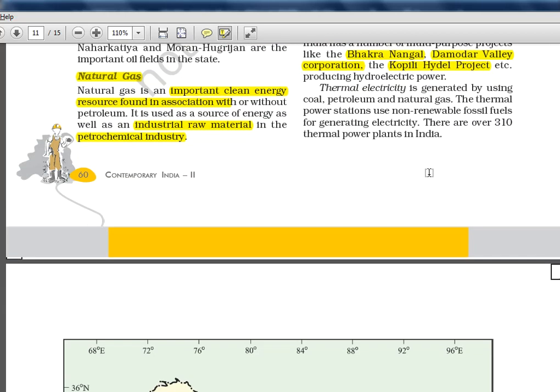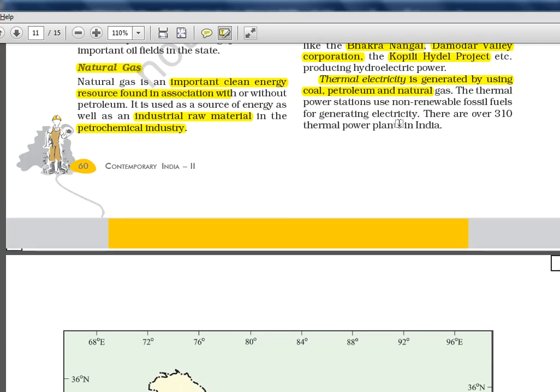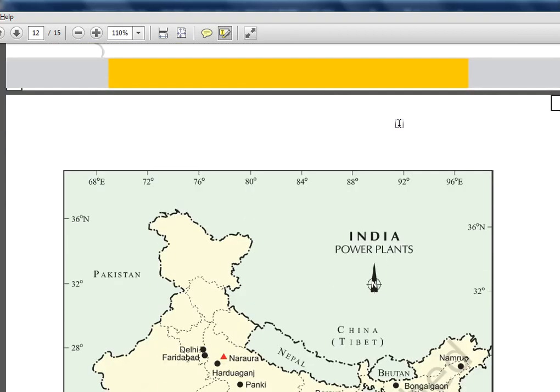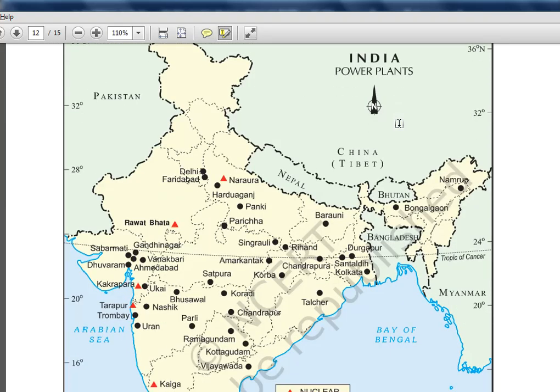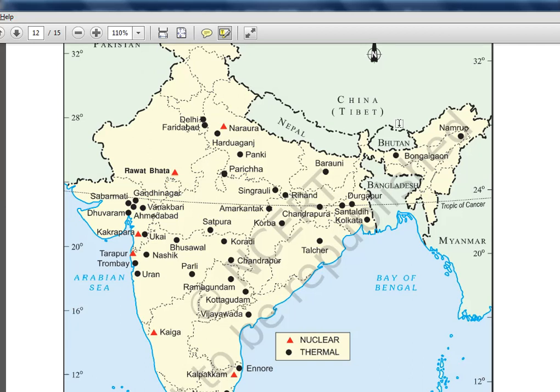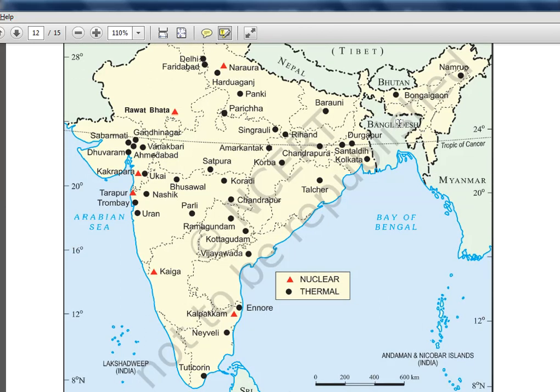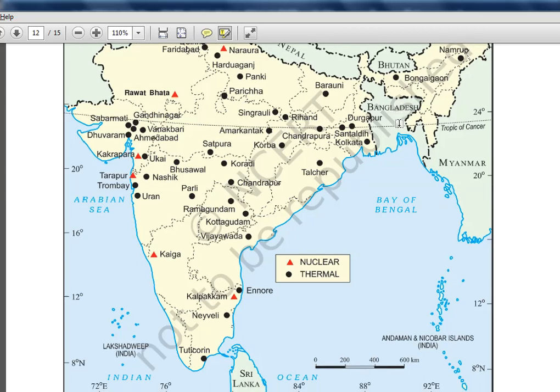Then thermal electricity is generated by using coal, petroleum and natural gas. So hydroelectricity we saw, then thermal electricity is there. Also you should know there are ultra mega power projects being established in India now. It is actually based on coal. Okay, don't think coal is being totally eliminated. There are big ultra mega projects being worked upon in India. I don't know the location now, but it is actually coal. So in case UPSC asks a question where it is or what it is, coal based project.